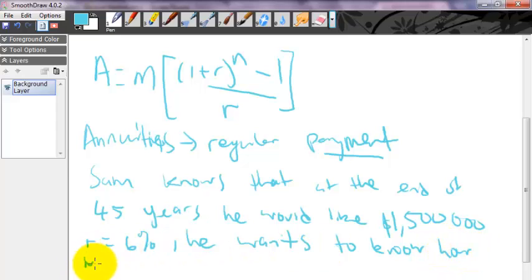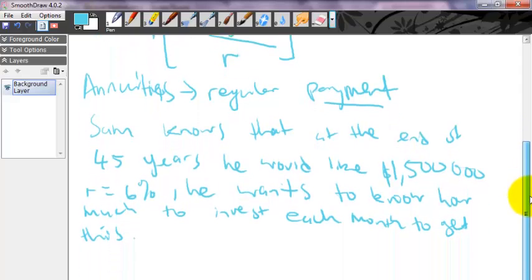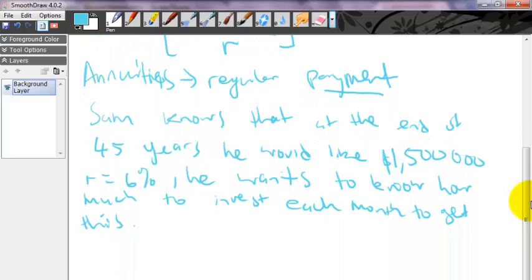how much to invest each month to get this. Cool. I want to know exactly how much am I to put in every single month, such that at the end of my 45 years, I go, hey, look, I've got $1.5 million, as long as I follow these rules. And it's true. It actually is true. So we can go like this.